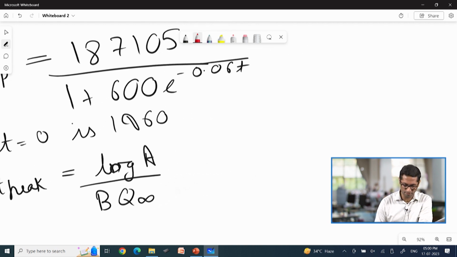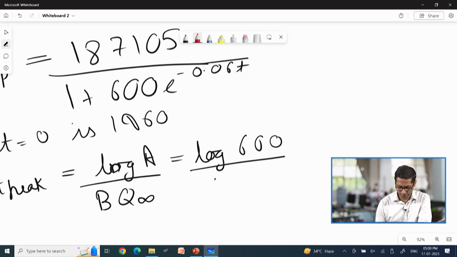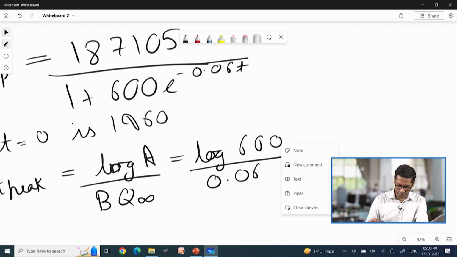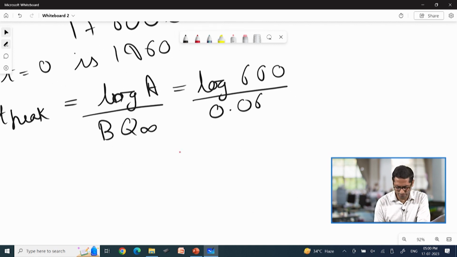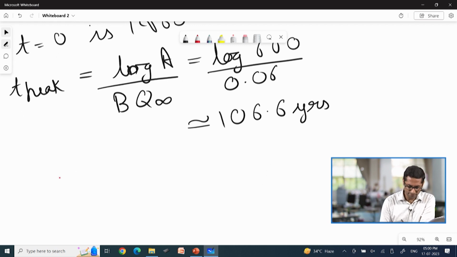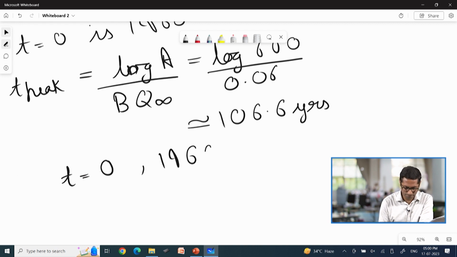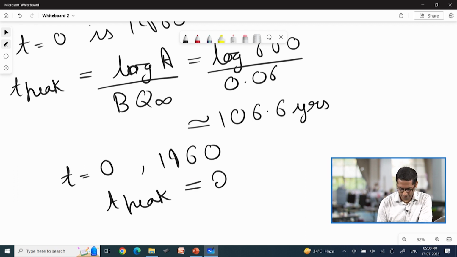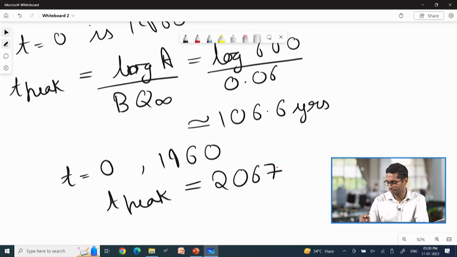And if I use the above logarithmic equation, this would be nothing but a log of 600, divided by the multiplication of B into Q infinity, which comes out to 0.06, and the answer for this particular case would be roughly around 106.6 years. So given that the start of this equation, T equal to 0, is considered as the 1960s, the time for the peaking of the coal will be somewhere around 2067.